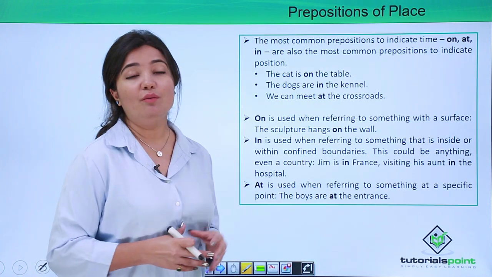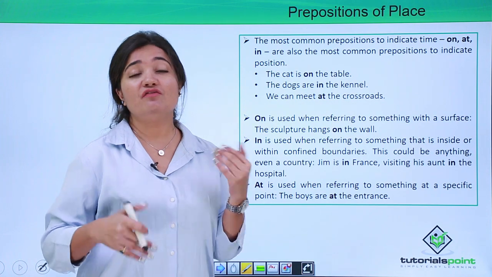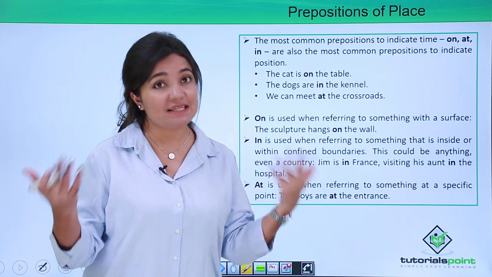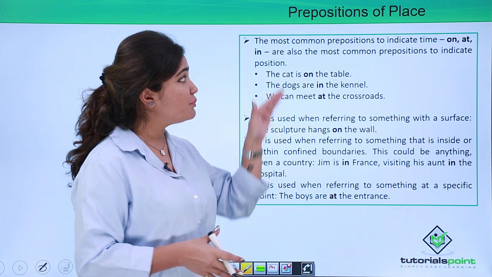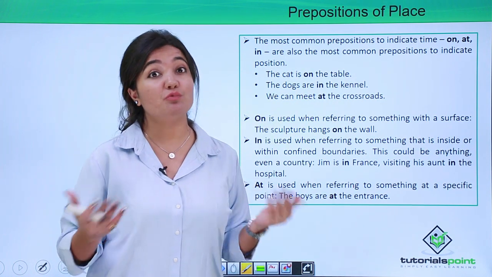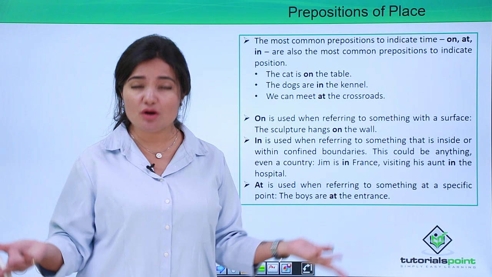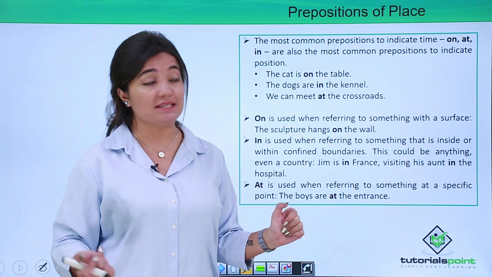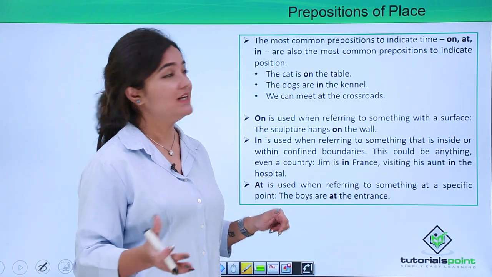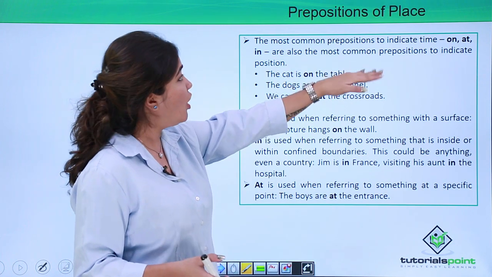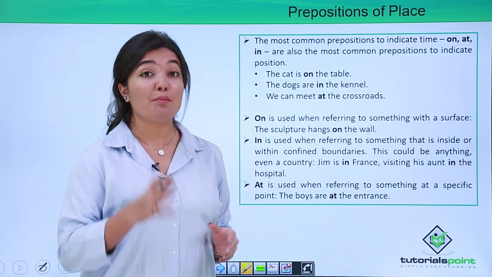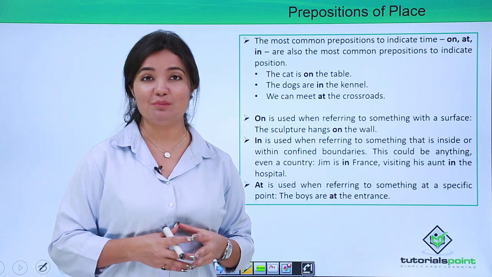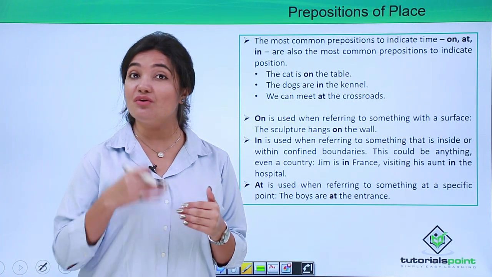Okay. Now prepositions of place. So of course, just like prepositions of time pointed out towards time, right? So preposition of place, what would it point out to? Of course, it is going to point out to a particular place. Now, where is the trick? So look at this thing. Now on, at and in, as we already studied, are prepositions of time, isn't it? But they also act as prepositions of place depending upon the context.